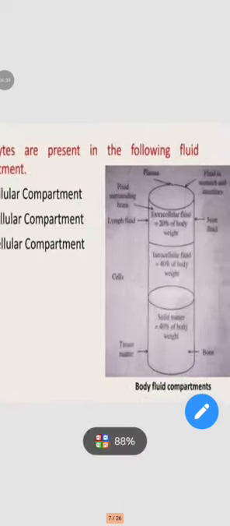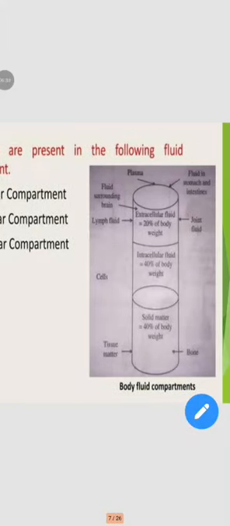Then electrolytes are present in the following fluid compartments. First is the intracellular compartment, second the extracellular compartment, and third the transcellular compartment. These are the three compartments, and electrolytes are present in the balanced fluid compartments. These are the body fluid compartments in the picture.